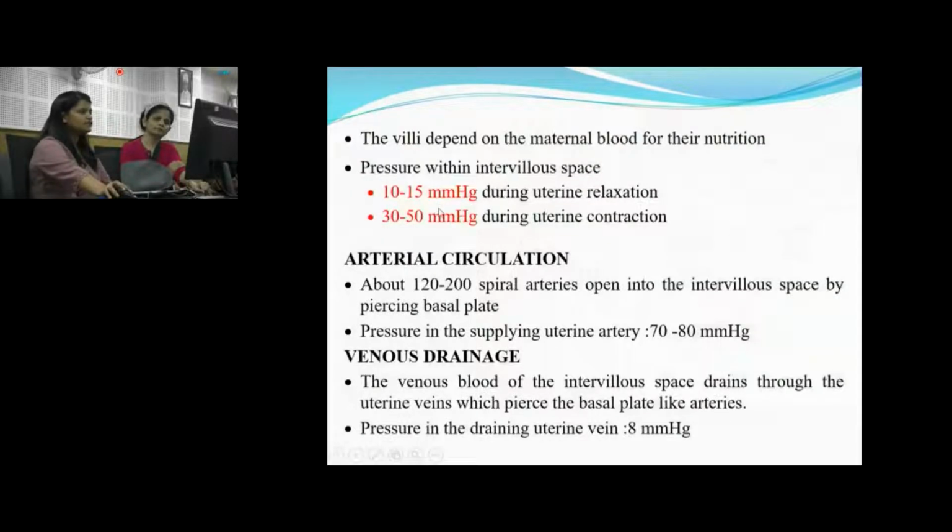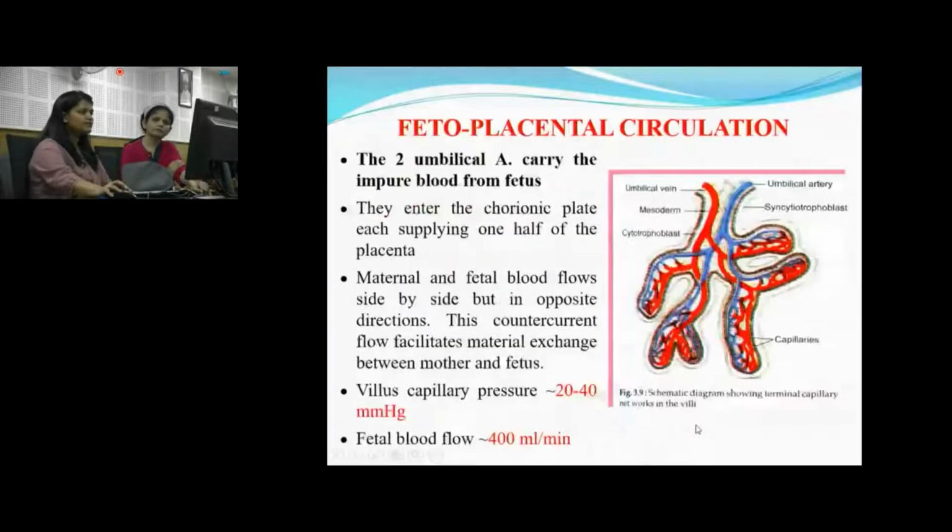The pressure in the intervillous spaces is 10 to 15 millimeter of Hg during uterine relaxation and 30 to 50 during uterine contraction. In the arterial circulation, 120 to 200 spiral arteries open into the intervillous space by piercing the basal plate. Pressure in these supplying arteries is way higher than in the intervillous space, even during contraction, that is 70 to 80 millimeter of mercury. The venous drainage of the intervillous space is through the uterine veins, which pierce the basal plate again, and they have a very low pressure, lesser than the pressure in the intervillous space during relaxation, that is 8 millimeter of mercury.